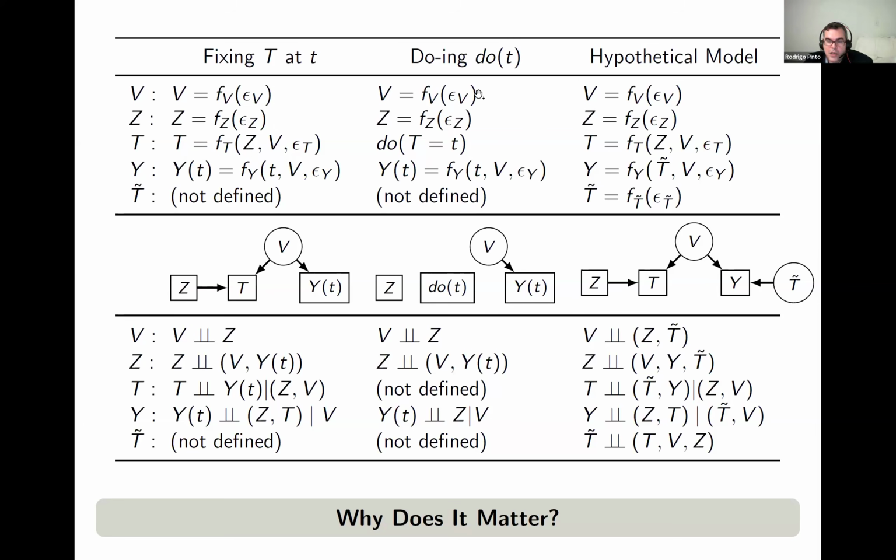In the second one, I'm using the do operator of Pearl. In simple terms, the do sets the variable t to little t and excludes t itself from the model. And then I have the hypothetical model that creates a new variable, a random variable t tilde. This random variable t tilde is a function of its own error term, so it's an external variable, not a function of the variables in the system. And these are the three DAGs of each one of the models.